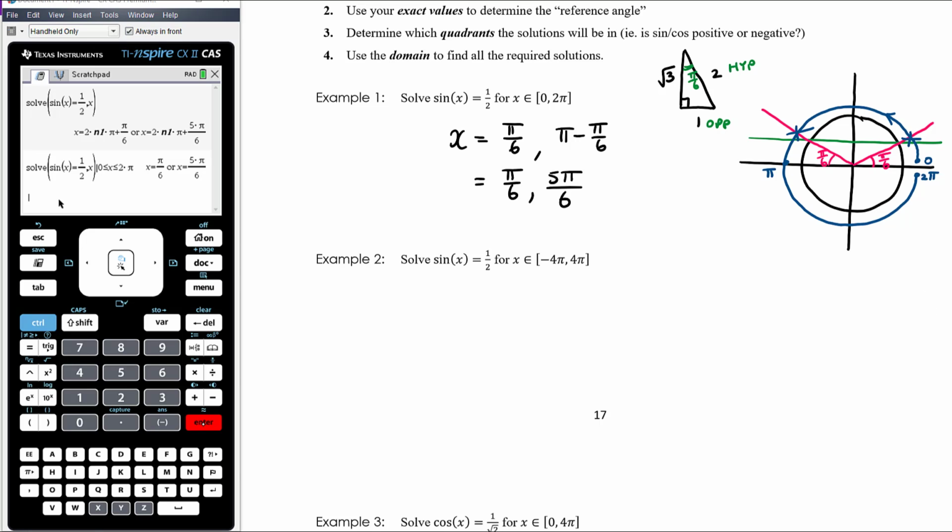So this time, I should have drawn my circle first. So let me just draw myself a new diagram, just make my circle a bit smaller, so I can see what's happening. Once again, we know our solutions are in the first and second quadrant, pi on 6 up from the x-axis. This time we want all the solutions between negative 4 pi and 4 pi.